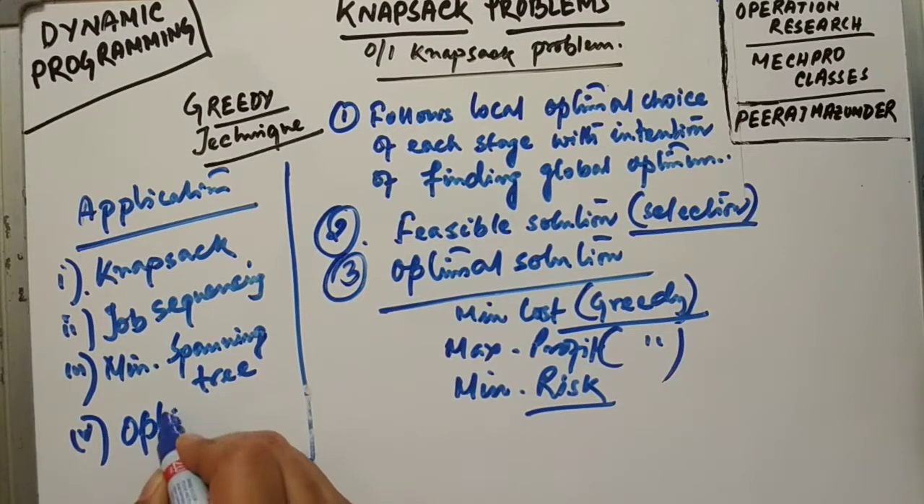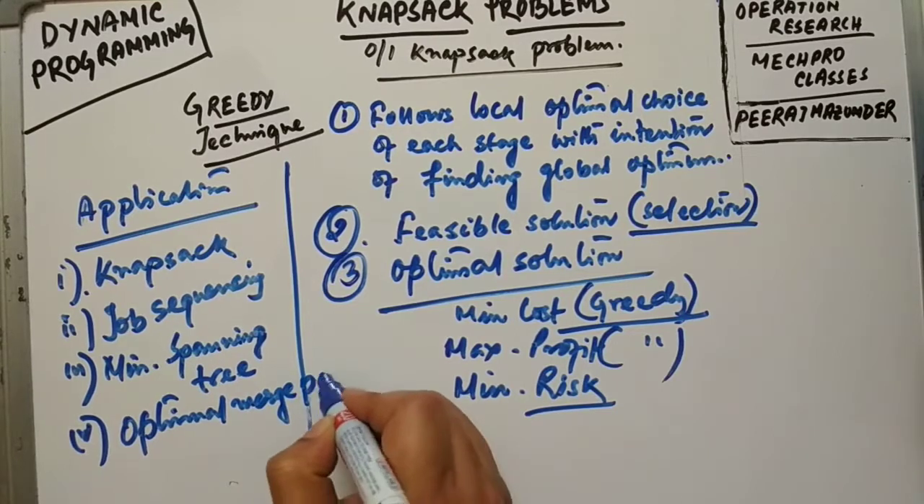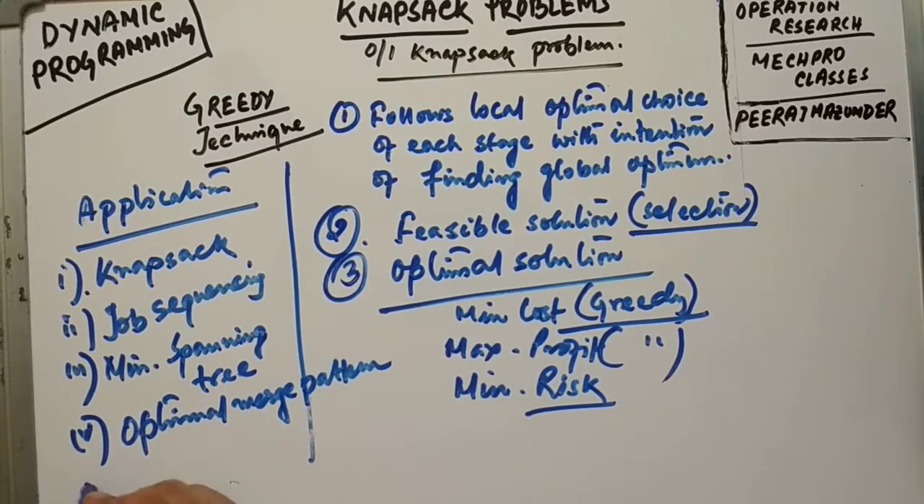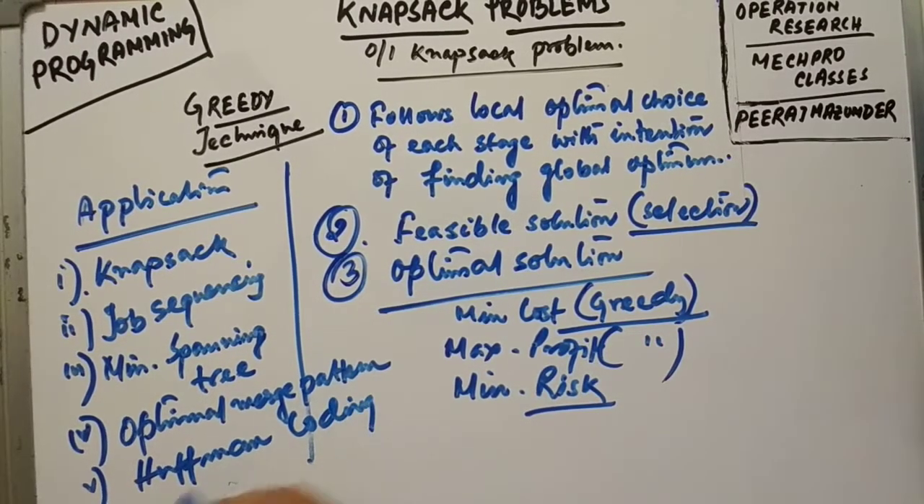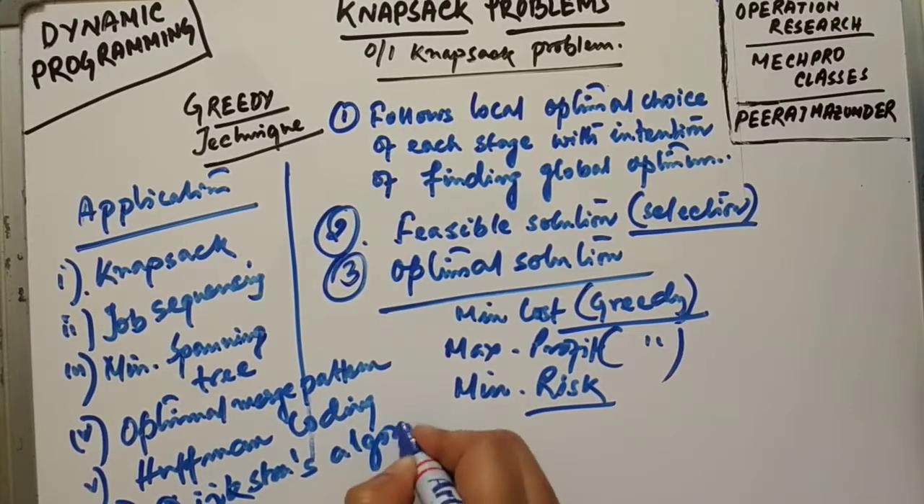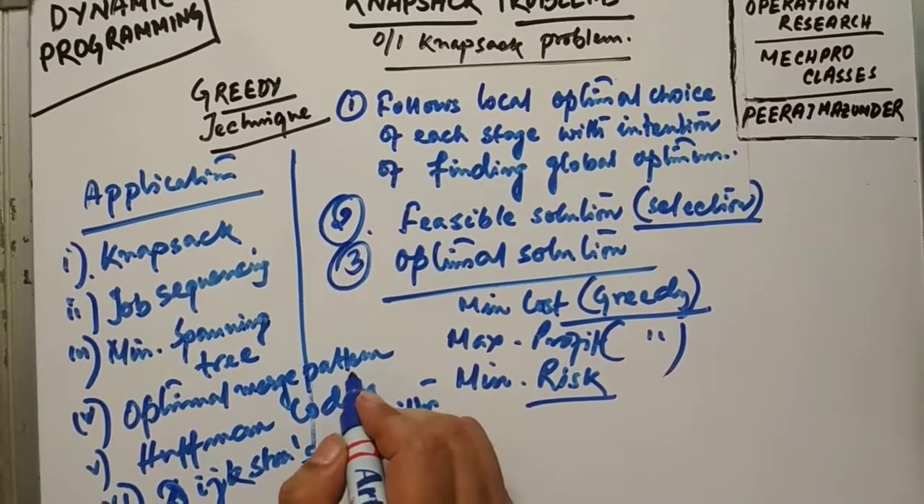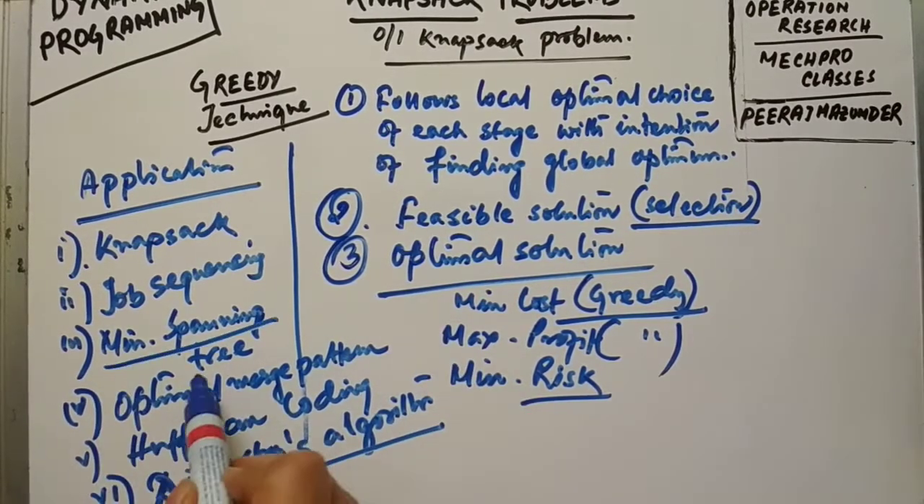Optimal merge pattern, Huffman coding, and Dijkstra's algorithm for finding the shortest route. You also heard about Dijkstra's algorithm, as I already solved the shortest route problem in network analysis. So you will know Dijkstra's algorithm as well as minimum spanning tree.